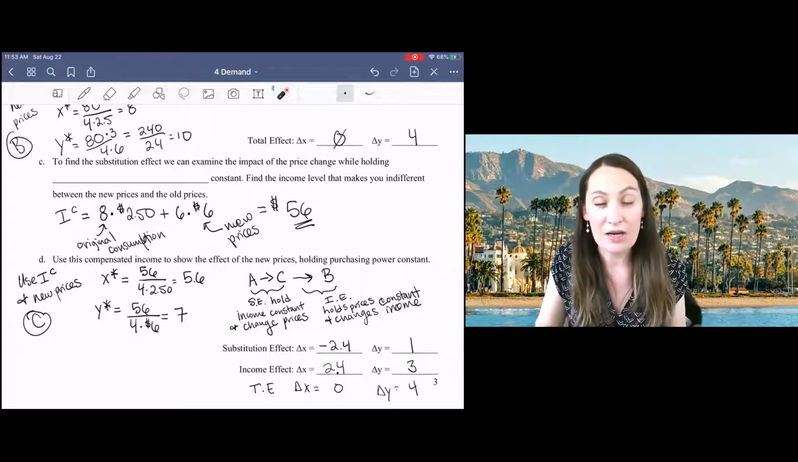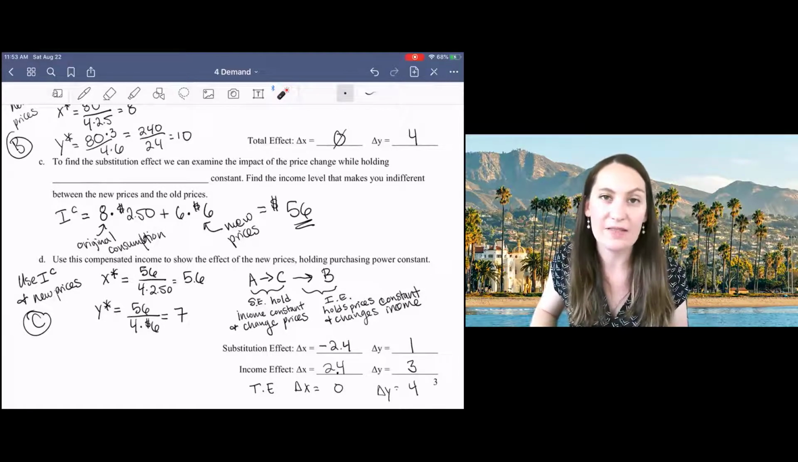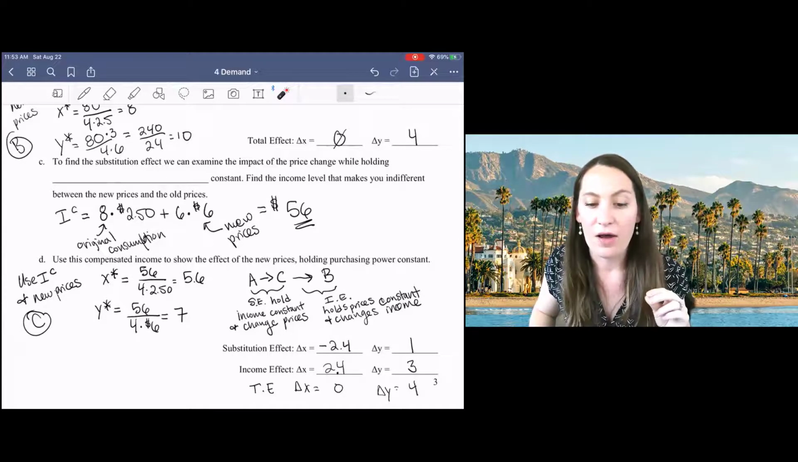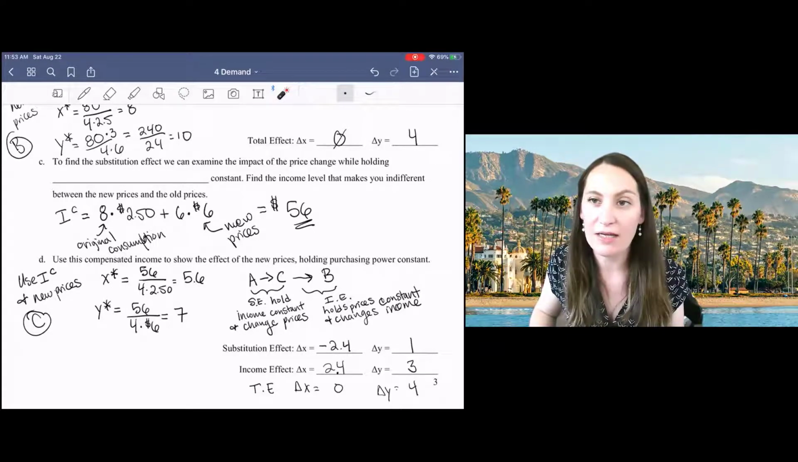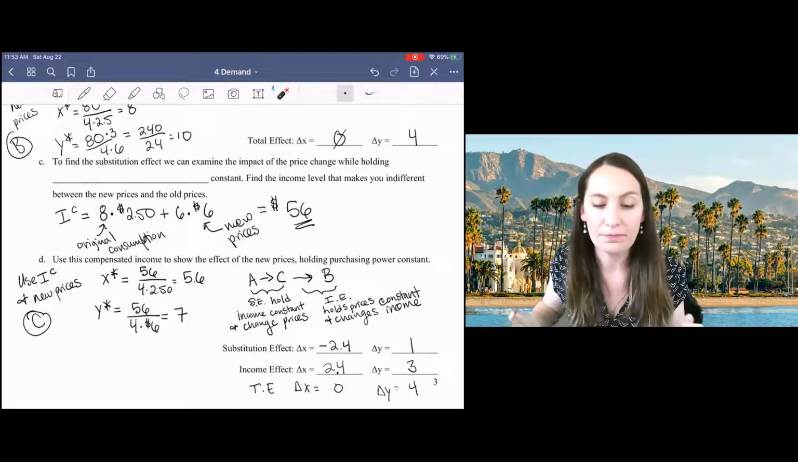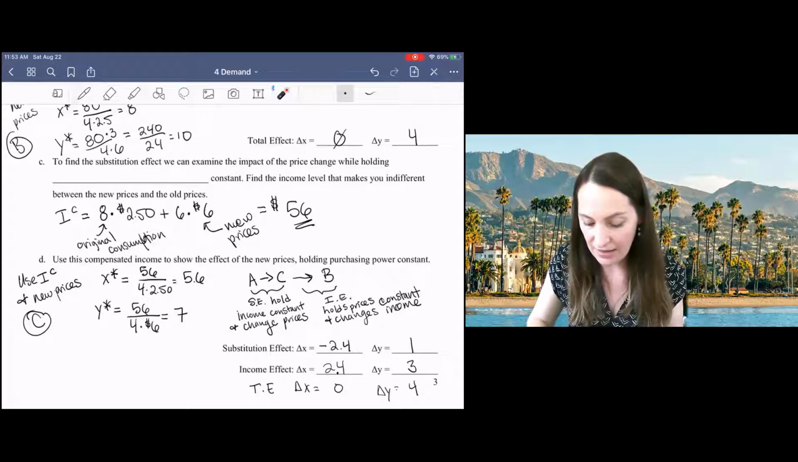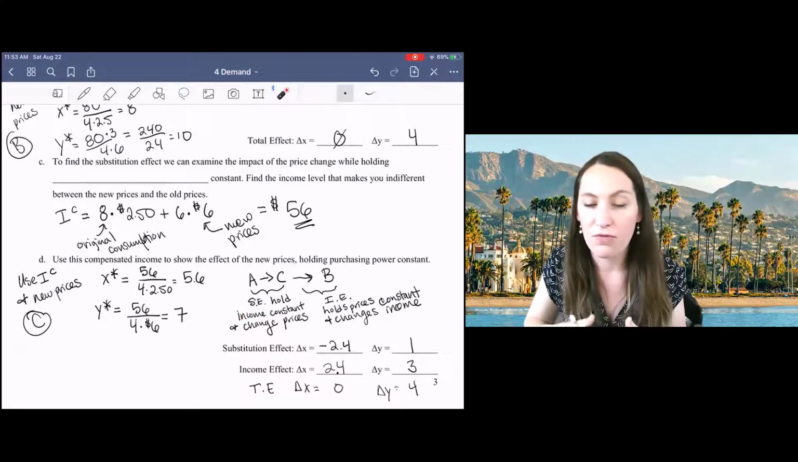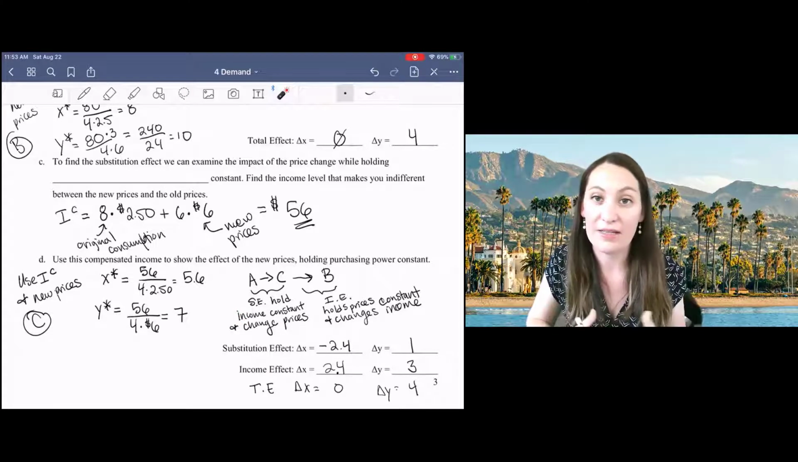Now you'll notice here that consumption of X has not changed. This is unique to Cobb-Douglas because remember, for Cobb-Douglas, we hold constant the share of income we spend on each good, so that demand for X does not depend on the price of Y. And so this is unique to this utility function, the fact that here my substitution and income effects are canceling out for the good where prices did not change.